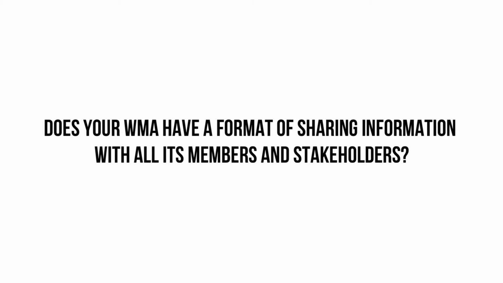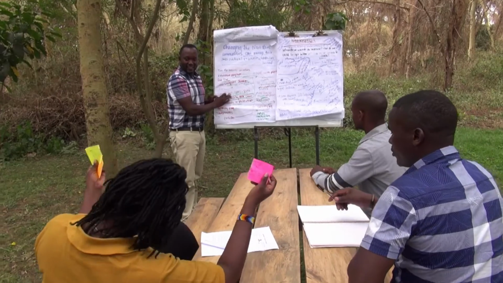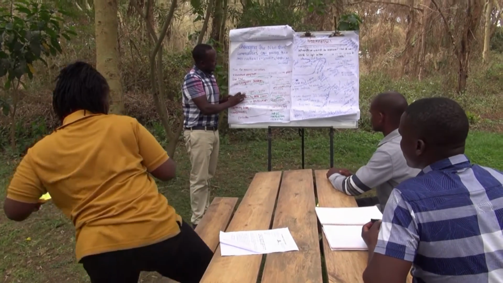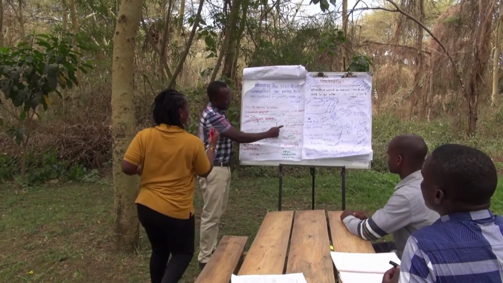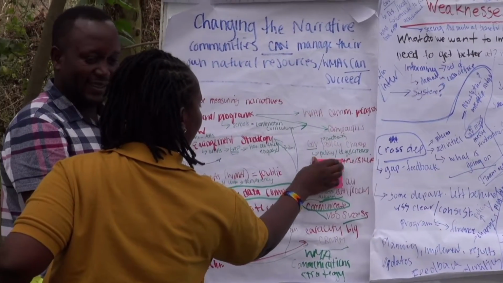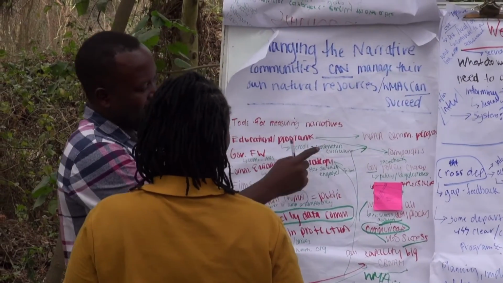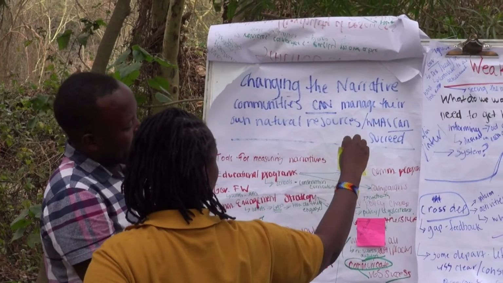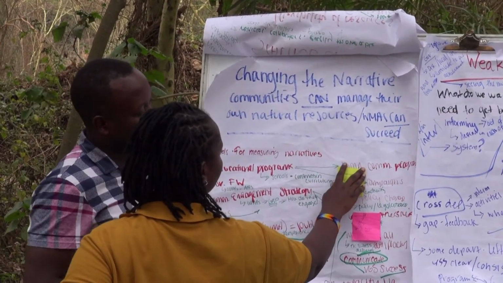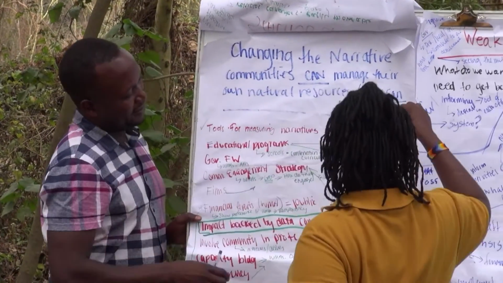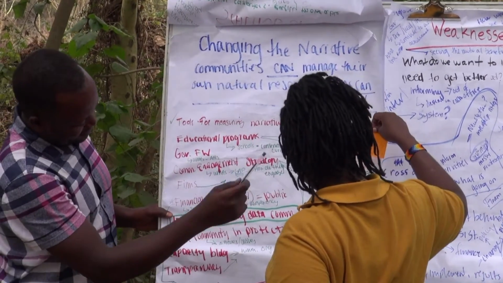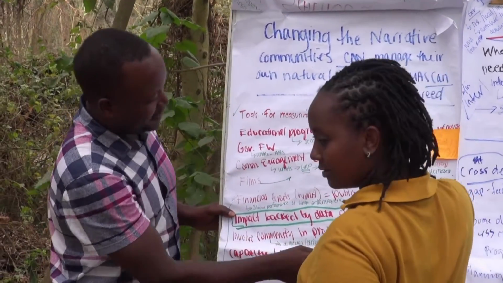Does your WMA have a format of sharing information with all its members and stakeholders? When we say communication tool, it doesn't just mean that people talk to each other through word of mouth. The tool paints a web of the appropriate means of communication used for every WMA. This involves numerous principles and means of sharing information that has intention towards all its directed audience.